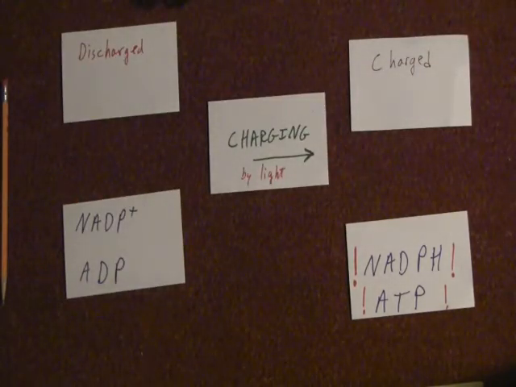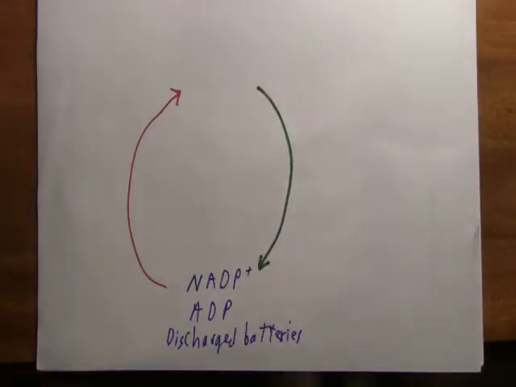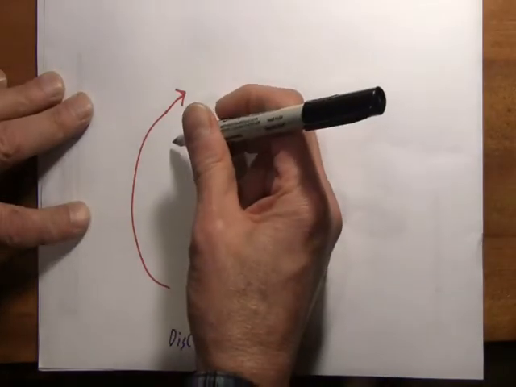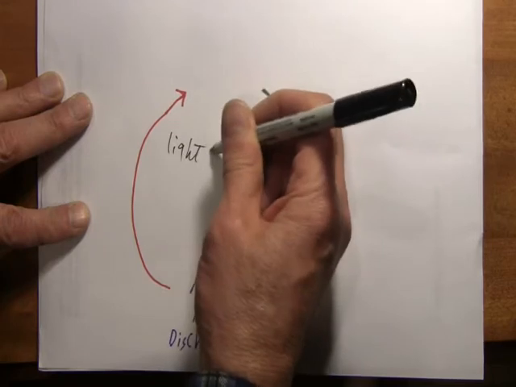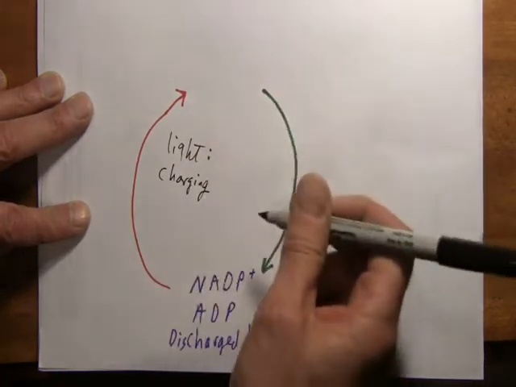These are now high energy molecules, and chlorophyll is then able to use those charged batteries to make sugar. Okay, so let's put all this together. Here we have our discharged batteries, NADP and ADP. Let's charge them up in the light. So we're charging up the batteries.